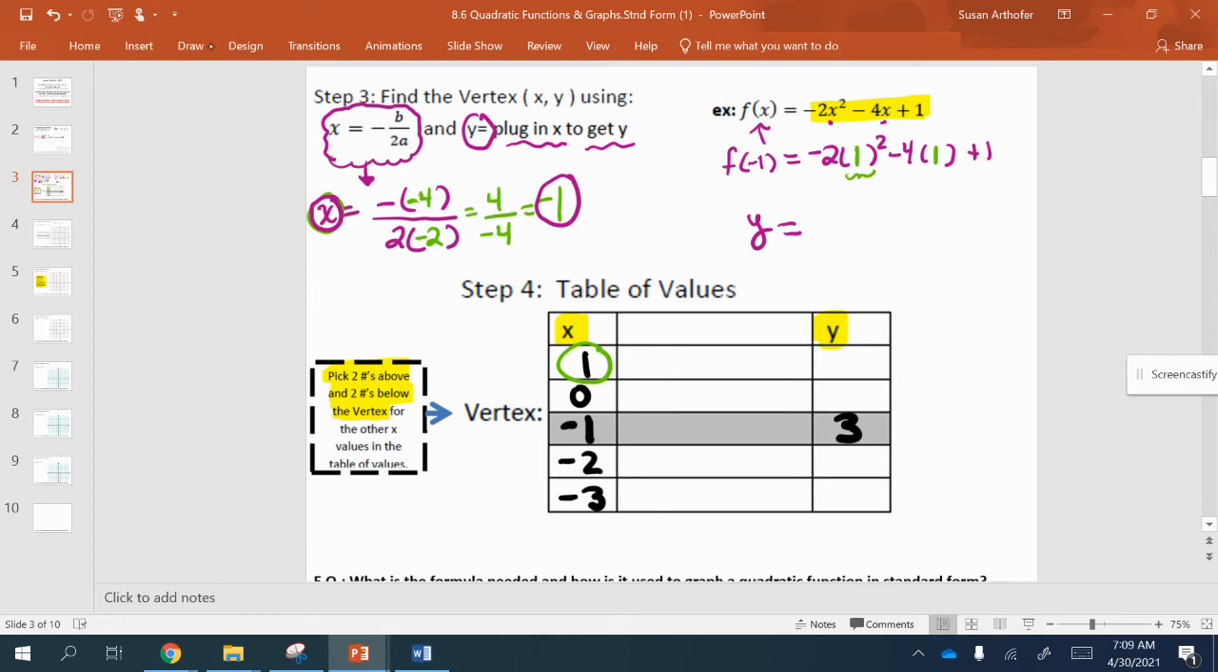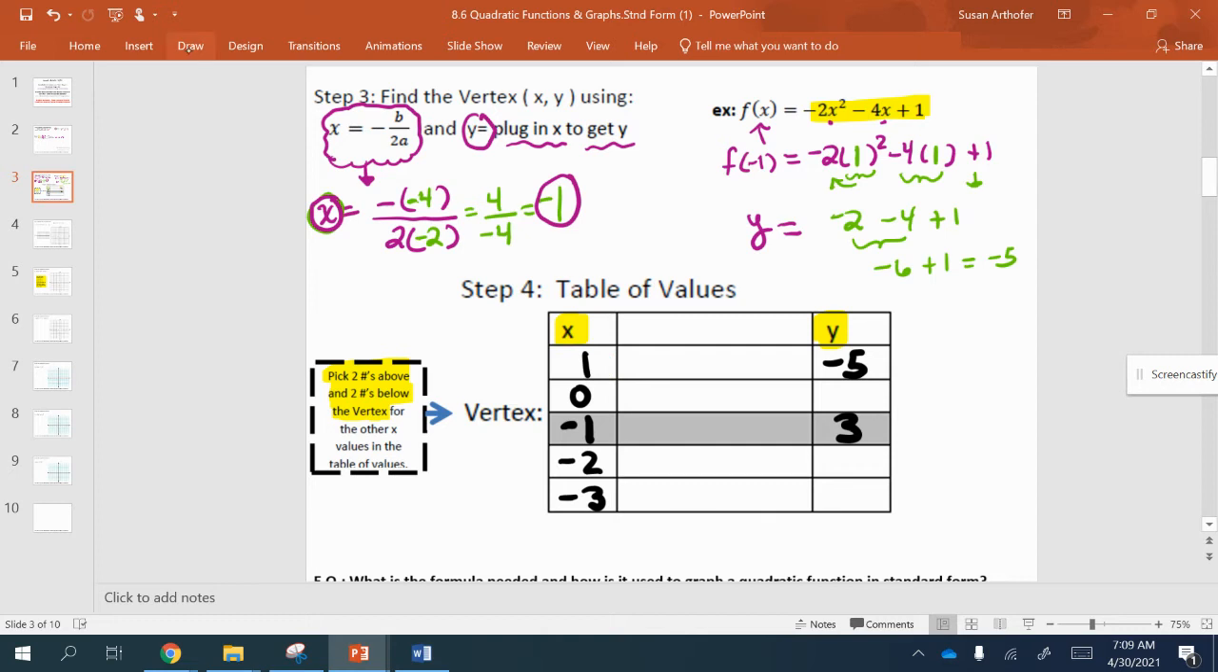1 squared is 1 times the negative 2, right? It would be negative 2. Negative 4 times 1 is negative 4. Bring down the plus 1. Do the math. Negative 2 minus 4 more is negative 6 plus 1 equals negative 5. So in our t-chart, we need a negative 5 when we plugged in a 1.